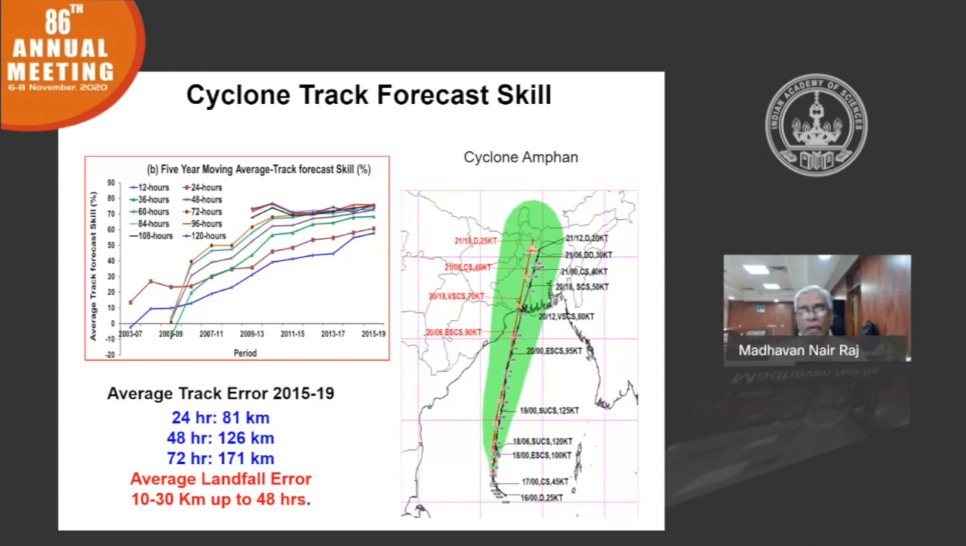Another, of course, is the tropical cyclone forecast skill, which we all know is now one of the best in the world. The right-hand side shows the actual and predicted track for cyclone Amphan. The landfall error is now almost 10 to 30 kilometers up to 2 days in advance. It's pretty good. So we are able to tell the landfall of a tropical cyclone well in advance.